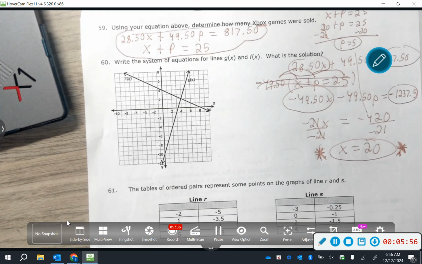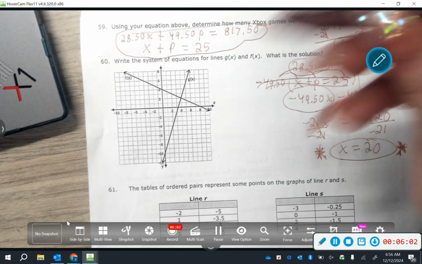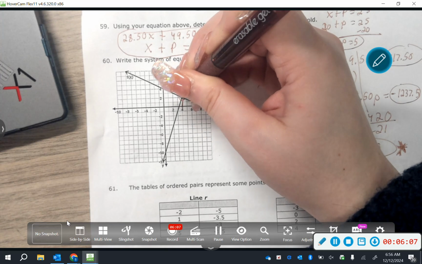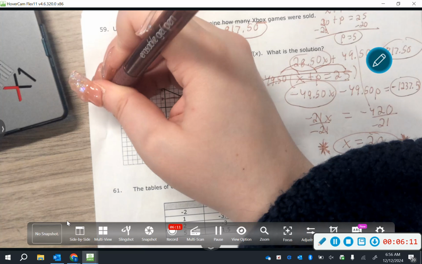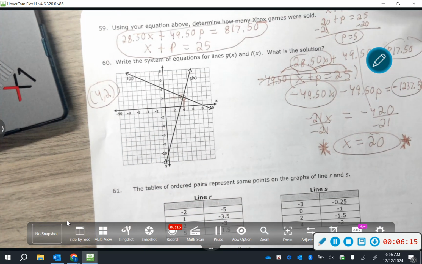For this graph over here, it says write the system of equations for the lines f of x and g of x, and what is the solution? Well, the solution is where they cross. They cross at 4, 2. So I'll write that over here, 4, 2. That's the solution. Now, if I want to write my equations, we can do it multiple different ways here.